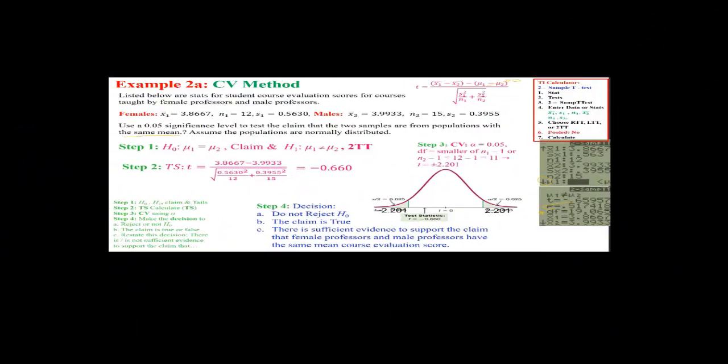It has an interesting calculation: A plus B quantity squared over A squared over N1 minus 1 plus B squared over N2 minus 1. What is A? S1 squared over N1. What is B? S2 squared over N2. It makes it more complicated. Can it be done? Yes, but it makes it more complicated.